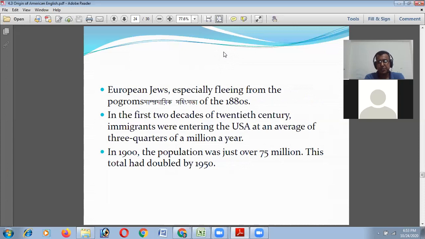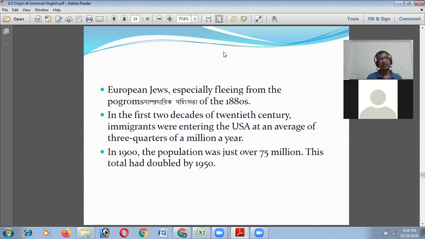European Jews, especially fleeing from the pogroms in the 1880s. In the first 2 decades of the 20th century, immigrants were entering the USA at an average of 750,000 a year. So in the 20th century, from the very beginning, every year nearly 750,000, that means nearly 1 million people, entered America every year.